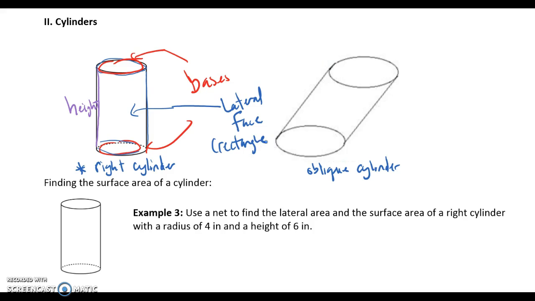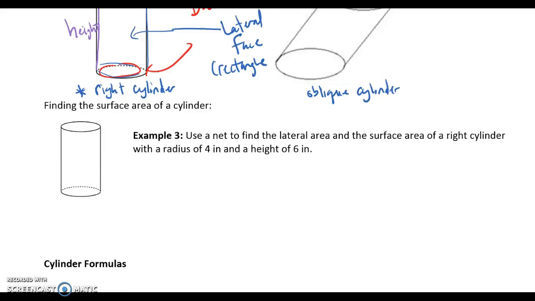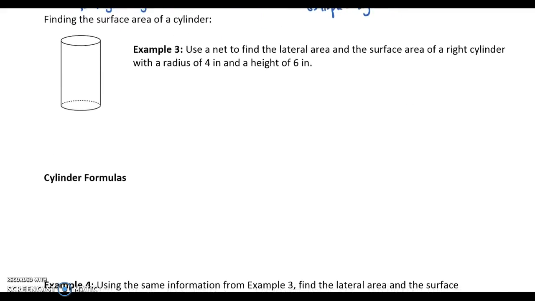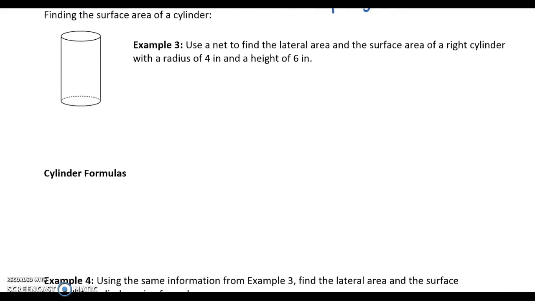Okay? Now let's jump into finding our surface area using a net here. So let's go ahead and look at the directions, right? We have a radius of 4, and the height here is the height of the cylinder. That's going to be 6. Now let's draw our net and find our surface area.